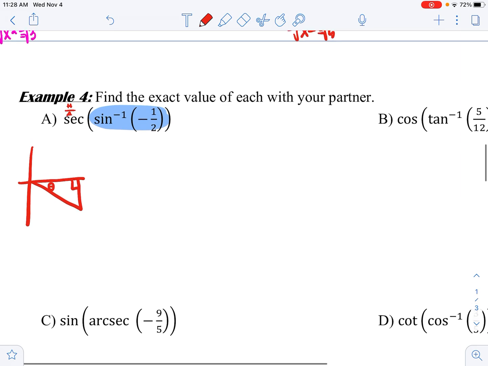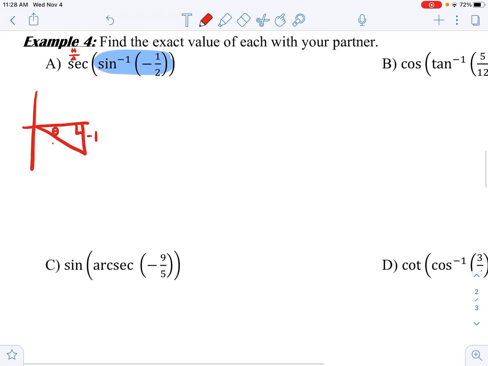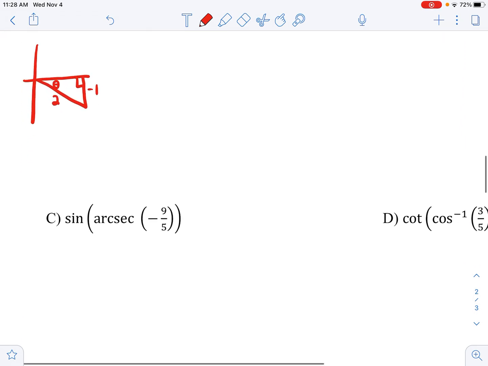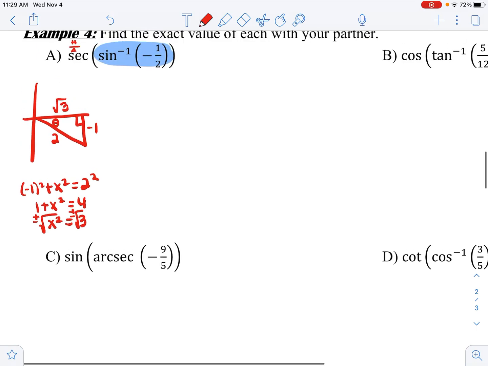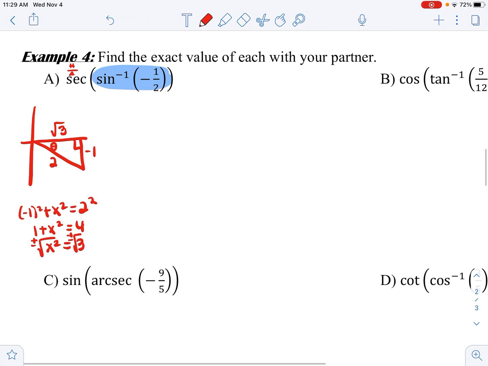All right, I'm going to draw this first. Sine inverse is defined in my first and my fourth quadrant. It's negative in my fourth. Here's my triangle. Opposite is -1. Hypotenuse is 2. Pythagorean theorem, -1 squared plus x squared equals 2 squared. 1 plus x squared equals 4. X squared is 3. Square root, plus or minus. It's to the right, so it's positive root 3.